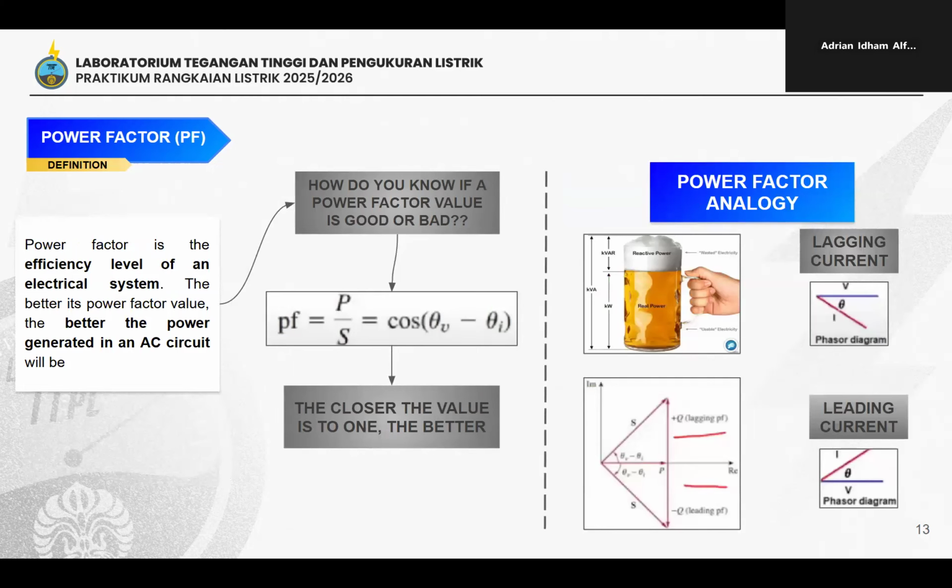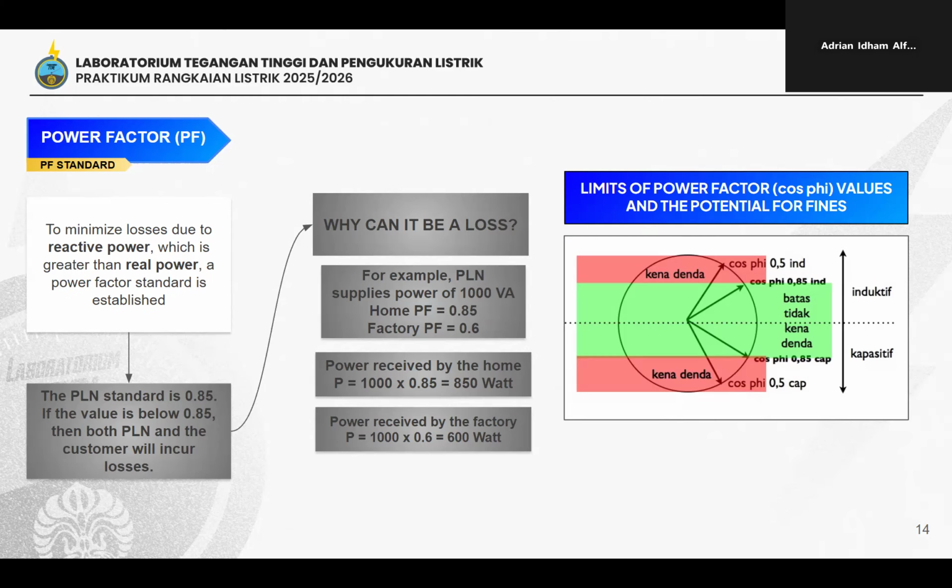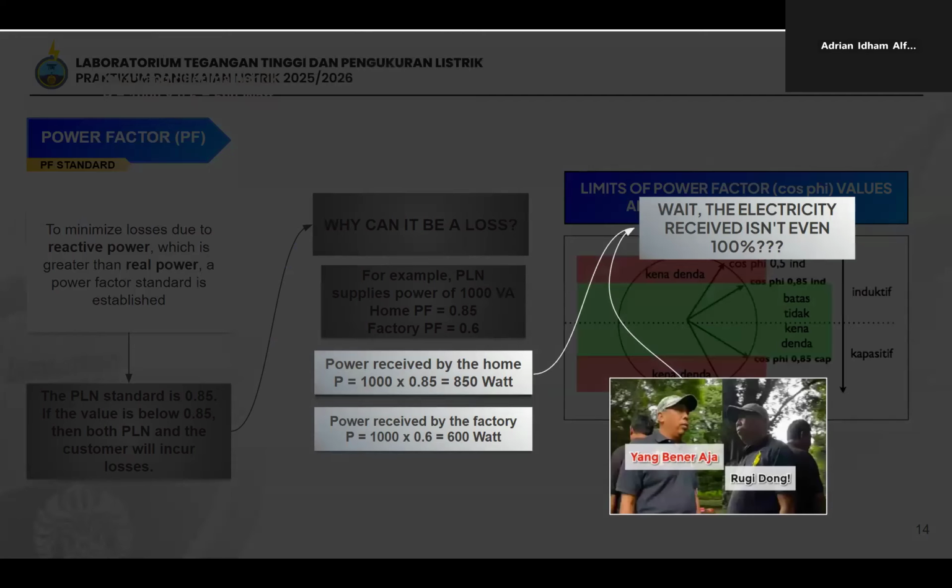This is the PF formula. The result of PF for the home is 0.85, and for the factory the power factor is 0.86, and we know that the power received by the home is 1850 watt, and the second one is 60 watt. Okay, but wait, the electricity received is not even 100%. That's a loss.